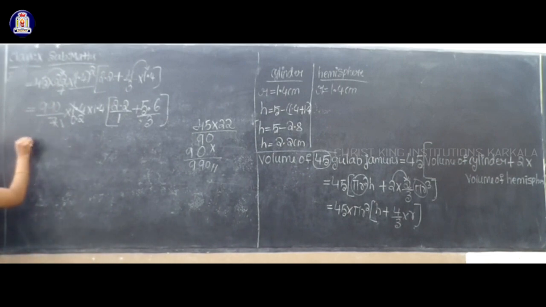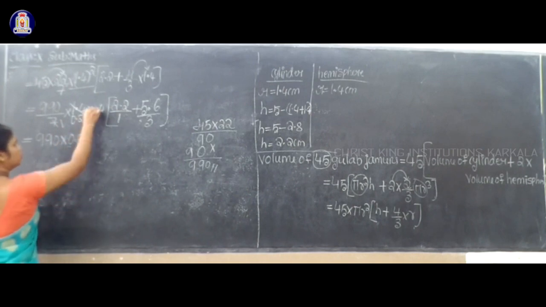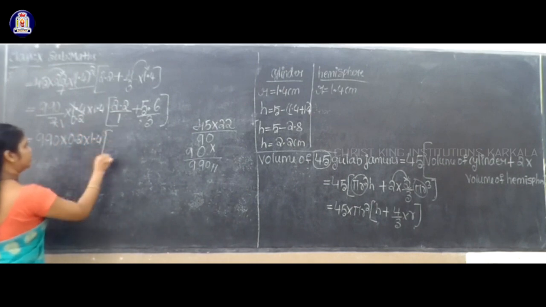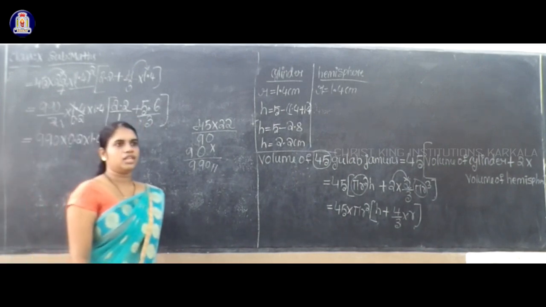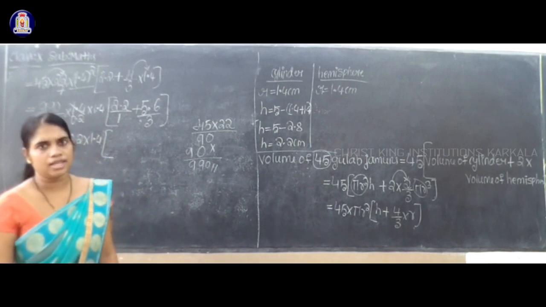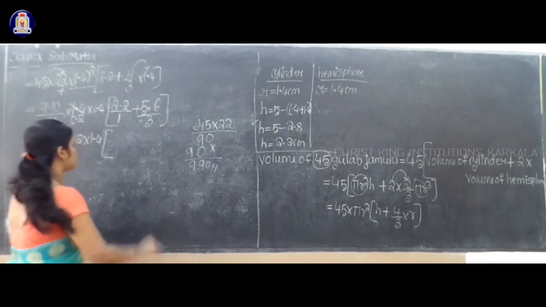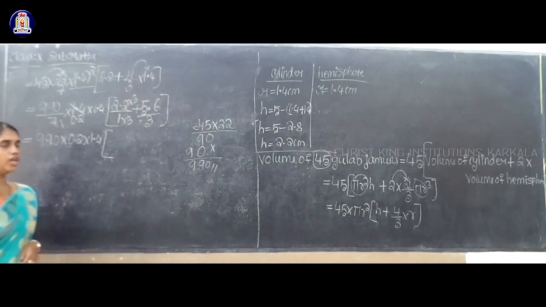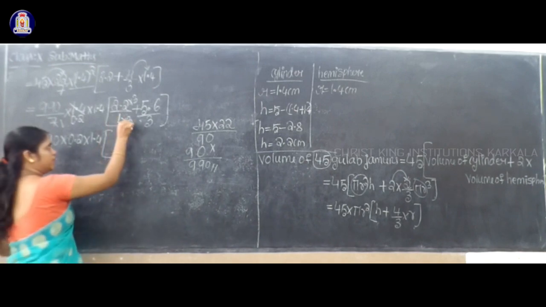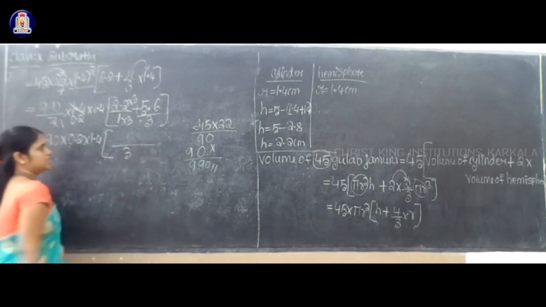Yes. So now I'll get 990 into 0.2 into 1.4. Okay. Now take the LCM of 1 and 3. What is the LCM of 1 and 3? LCM of 1, 3 is nothing but 3 itself. So therefore I'll multiply and divide by 3 here. Okay. Yes. So then what about the denominator? 1 into 3, 3. Here also 3. So your denominator is 3.